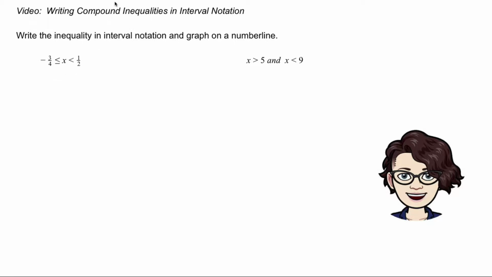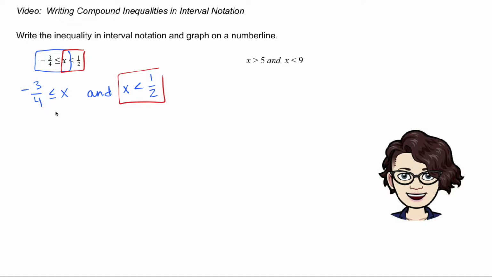So the first compound inequality you see is a three-part inequality, and we're going to explore that more in a future video. So let me just give you what this is saying here. It's saying that negative 3/4 is less than or equal to x, and x is less than 1/2. So there's really two different things that this is telling us. So we're going to graph this on a number line.